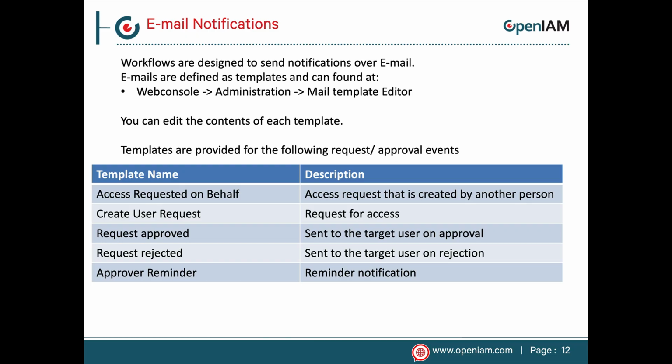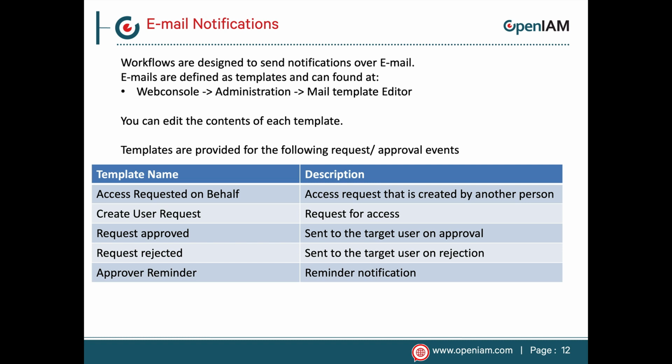In most cases, when a workflow step requires approval, a notification email is sent to the approver. This is to let them know that a request requires their attention. The email notification will also contain some details about the request. In OpenIAM, there are several types of emails to support the various types of requests.